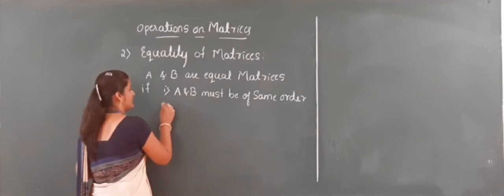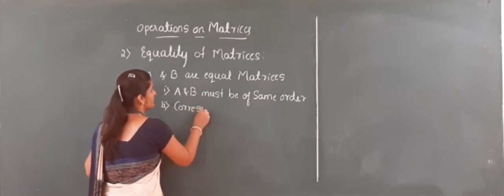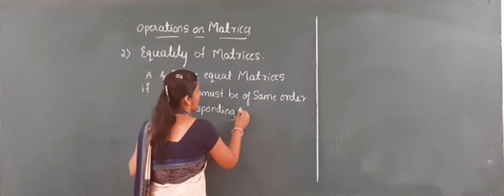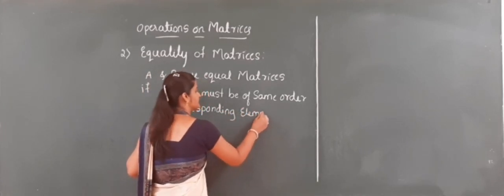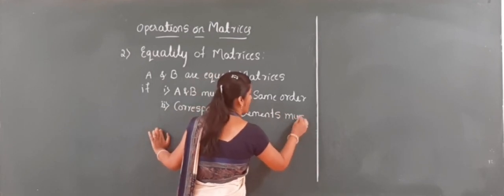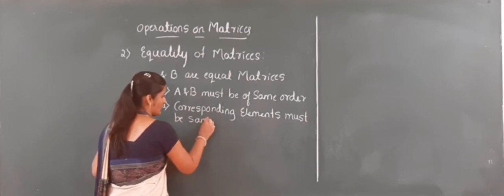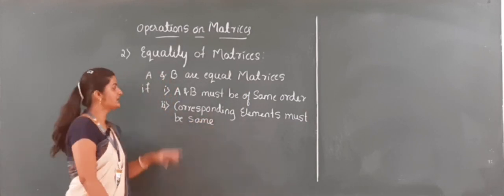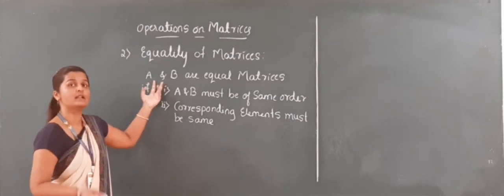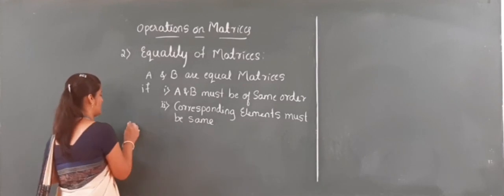And the second condition is corresponding elements must be same. Okay, our second condition is corresponding elements in both the matrices A and B, in both matrices corresponding elements must be same. So I will tell what are the corresponding elements.